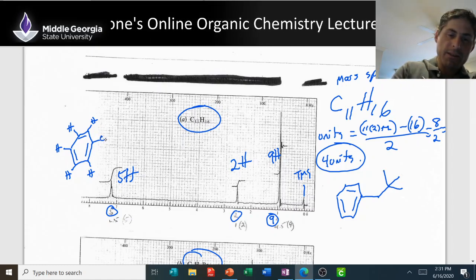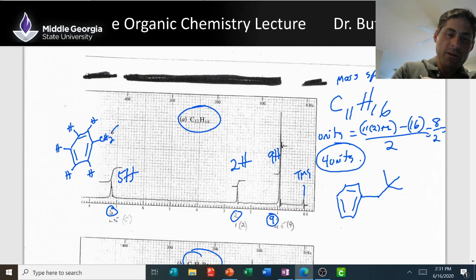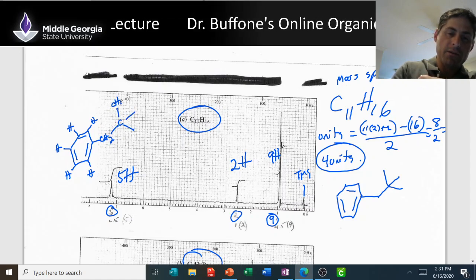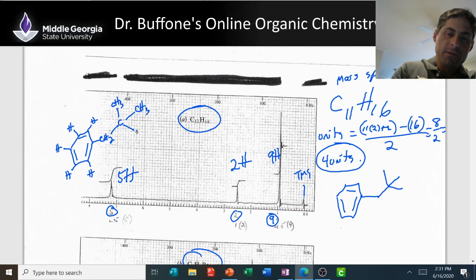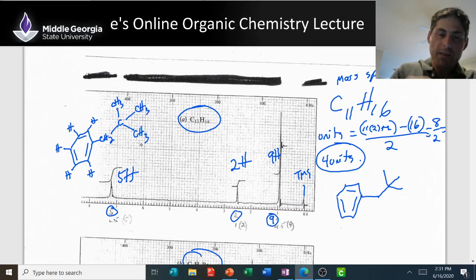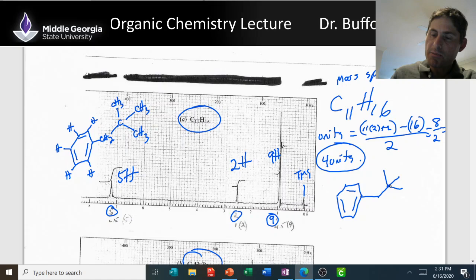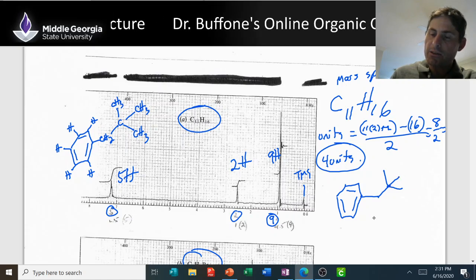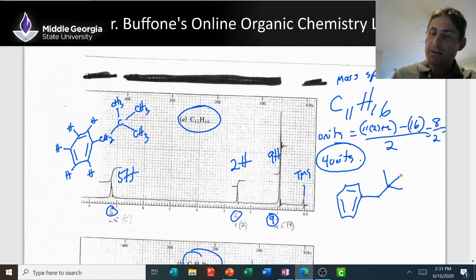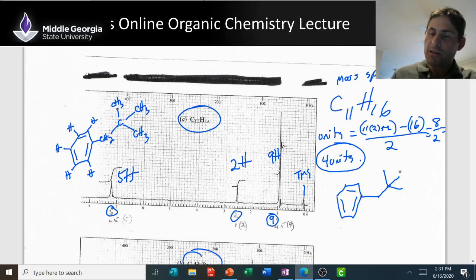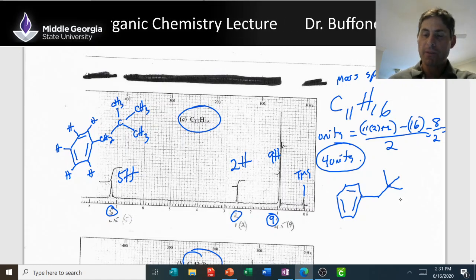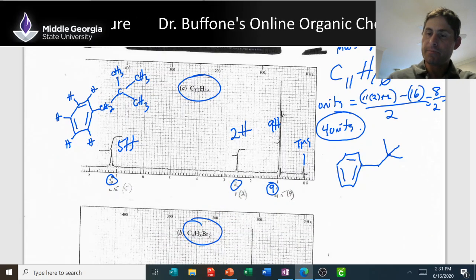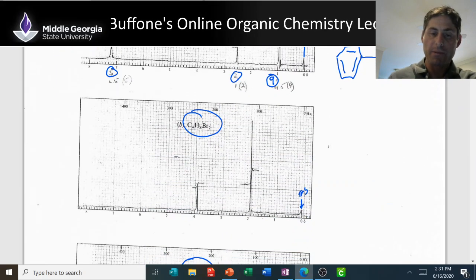So I have a CH2, C with 1, 2, 3 methyls attached. No splitting because of the spacer, right? There's a spacer atom here which prevents splitting between hydrogens on this carbon and these carbons. And then these guys don't split either because they're too far away. So that's my molecule. That's what I would guess the structure to be. Let's go to the next one.